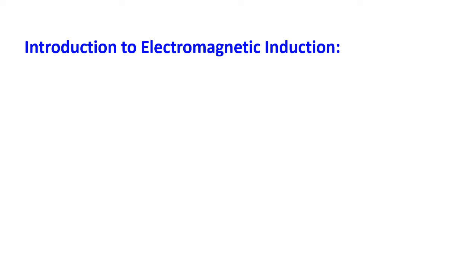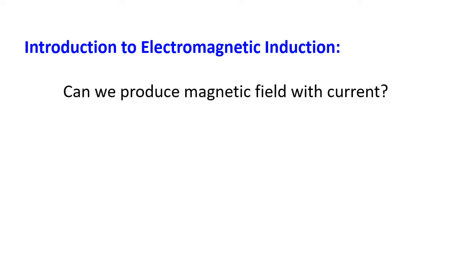Before going to the introduction to electromagnetic induction, first, one question for you. Can we produce a magnetic field with current? The answer is yes. We already learned in the last lesson, that is one of the topics, Oersted's experiment. So Oersted identified first that a current carrying conductor produces a magnetic field. I will give the details in the next slide.